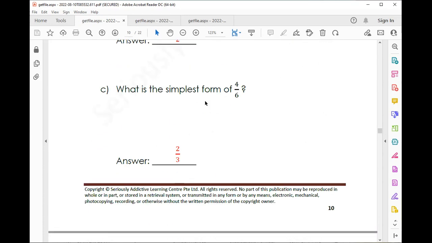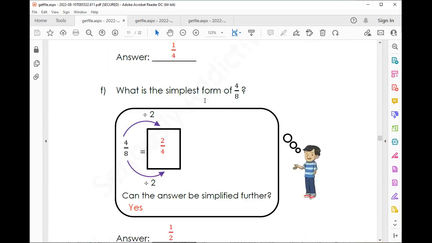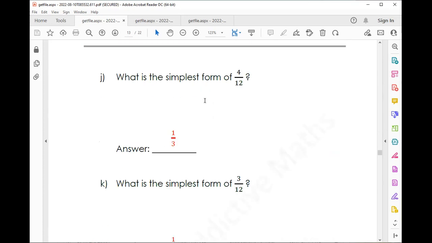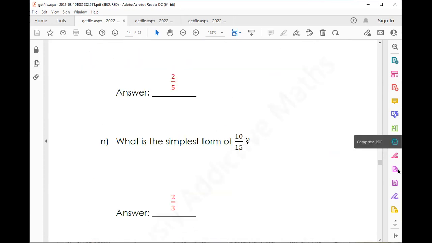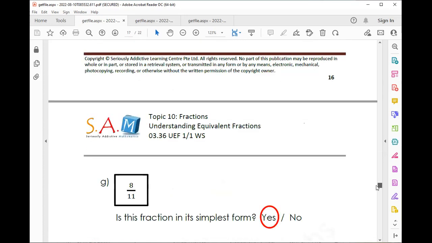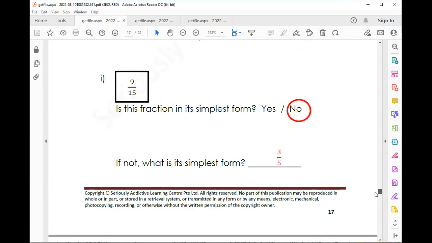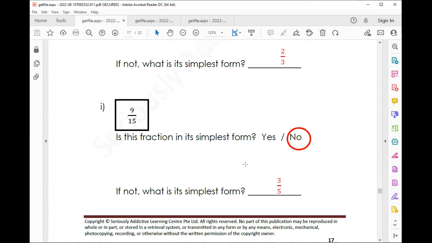All right, and can test a few more questions. All right, here, simplest form, simplifying. And after that, I think perhaps as what we usually do, let's skip to some of the last questions. For example, page 17, question I. Is this the simplest form?